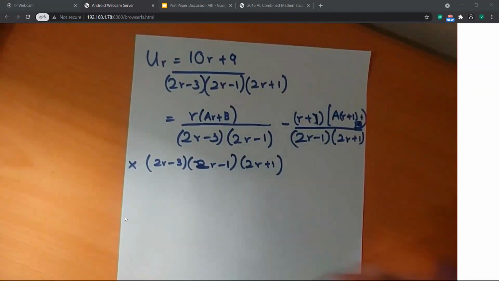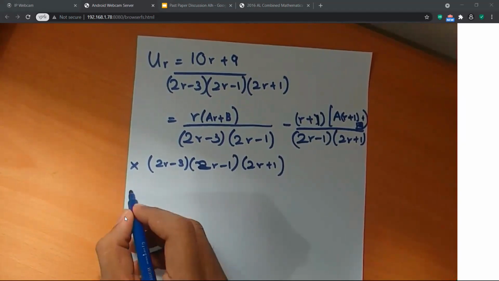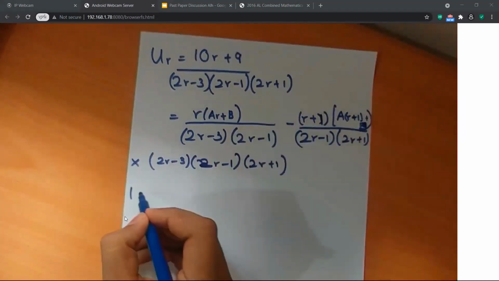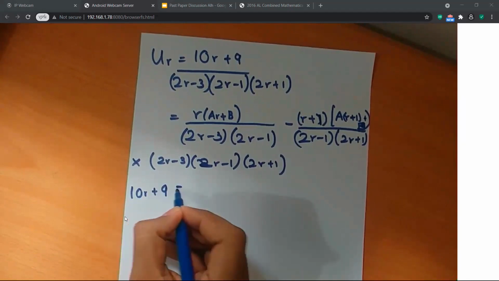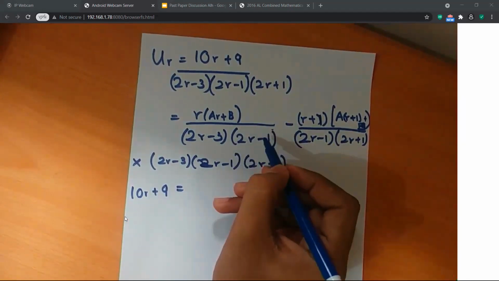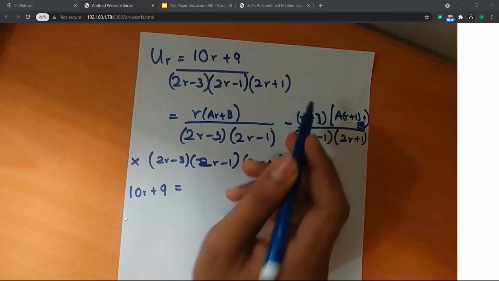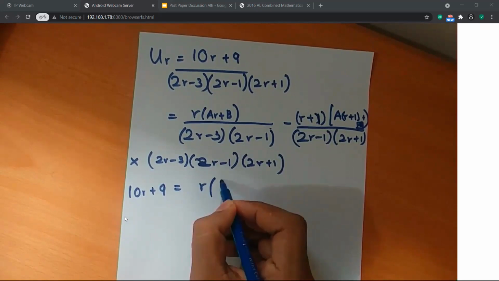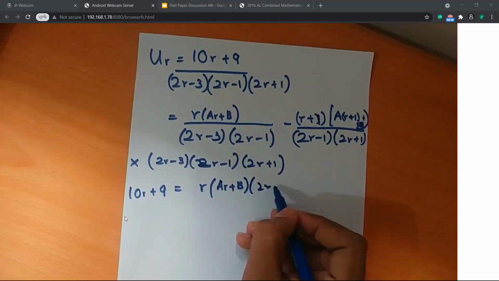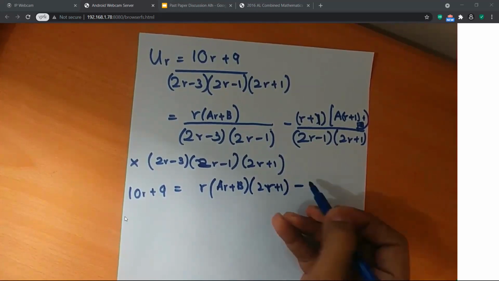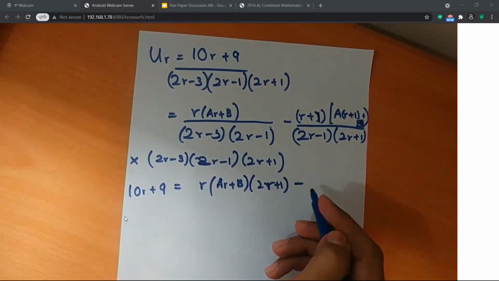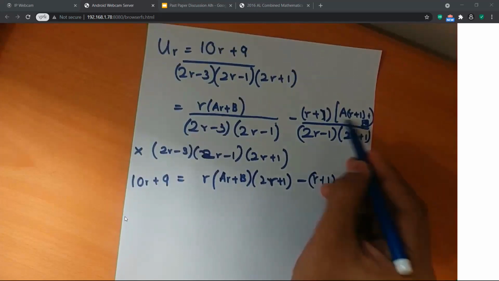Okay, so what's the right hand side would be? The whole denominator goes off. That means 10R plus 9 is equal to, multiply this by this. What is remaining? 2R minus 3 cancels off, 2R minus 1 cancels off, 2R plus 1 remains. So it's R into R plus B into 2R plus minus. Now we have AR plus B, sorry, R plus 1 into A times R plus 1.